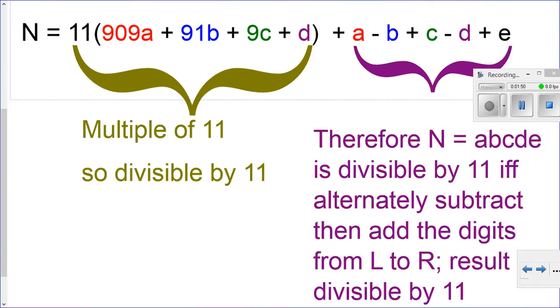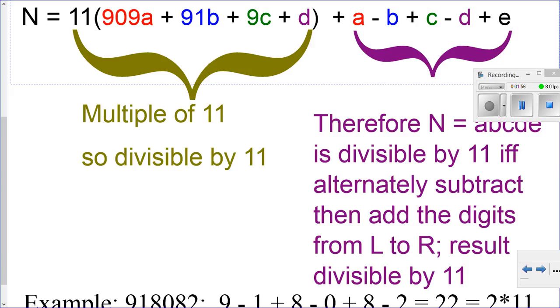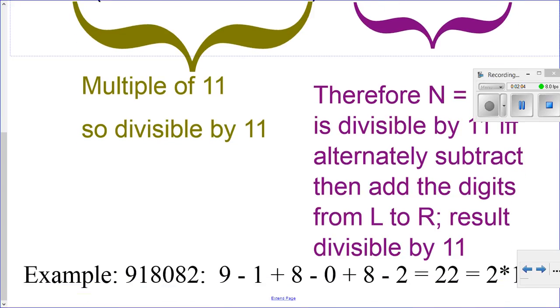So the whole number is divisible by 11 if and only if we alternately subtract and add the digits from left to right. And if that's divisible by 11, then our original number is divisible by 11. So an example is right here. If we alternately add and subtract the digits from left to right, so 9 minus 1 plus 8 minus 0 plus 8 minus 2, which when we put all that together is 22. Now 22 is really a multiple of 11 because it's just 2 times 11. So the original number is divisible by 11 because when we alternated the signs and added, that's divisible by 11.